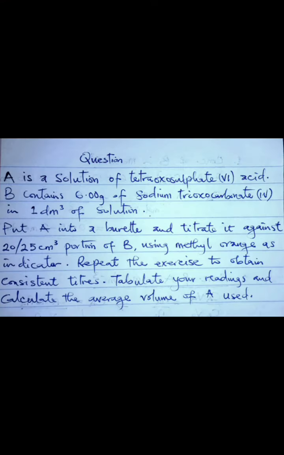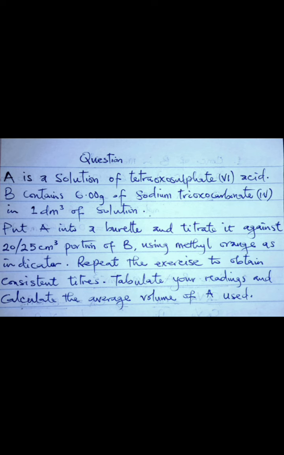A is a solution of tetrahydrosulfate 6 acid. B contains 6 grams of sodium trioxocarbonate 4 in 1 dm cube of solution. We are to put A into a burette and titrate it against 20 or 25 cm cube portion of B. If you have a 20 cm cube pipette, then that's 20 cm cube of B. If you have a 25 cm cube pipette, then that's 25 cm cube portion of B, using methyl orange as indicator.